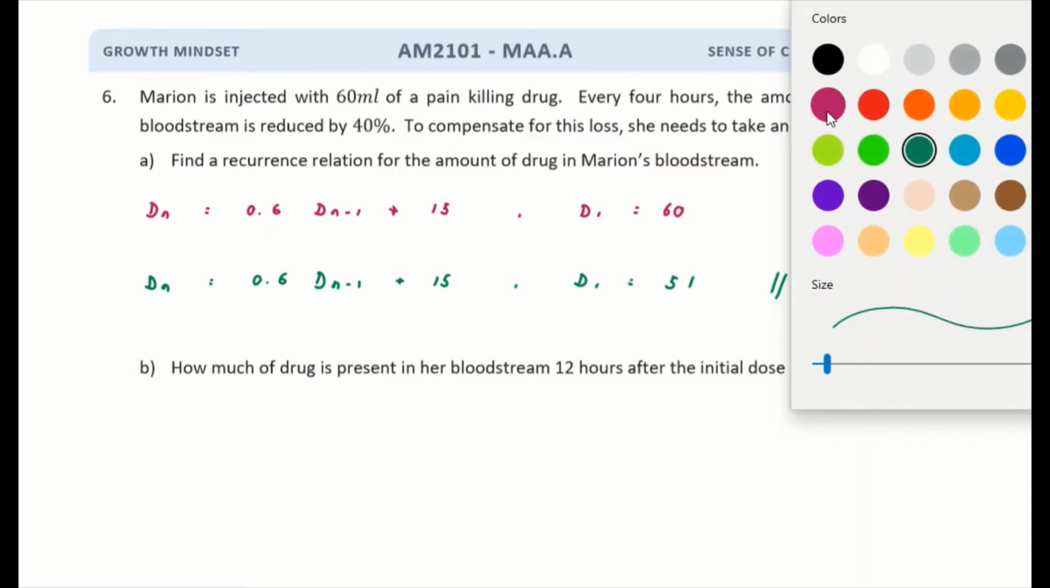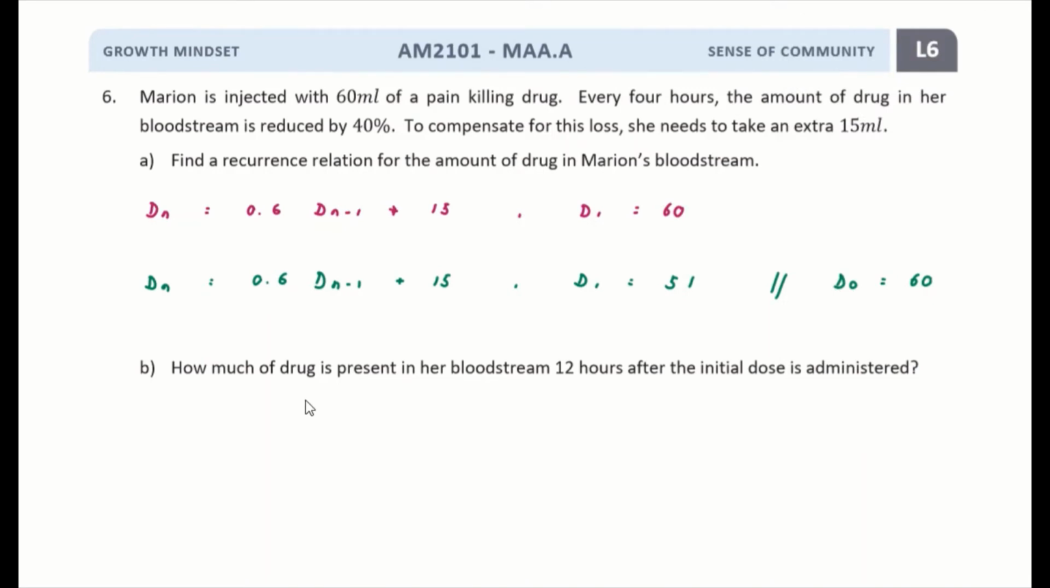Okay, so let's move on to B. How much of the drug is present in her bloodstream 12 hours after the initial dose is administered? Okay, so if we use the first approach, this is our first dose, right? So after the 12 hours, how many injections has she taken already? After the first 4 hours, you have the second injection, which is D2.